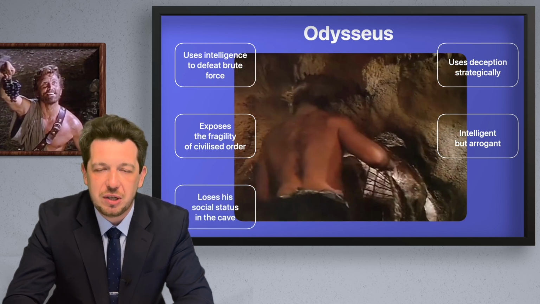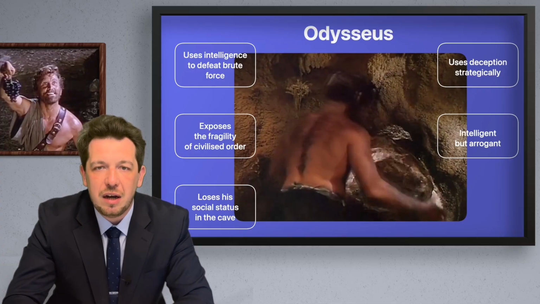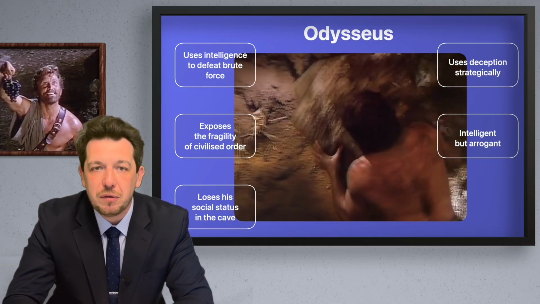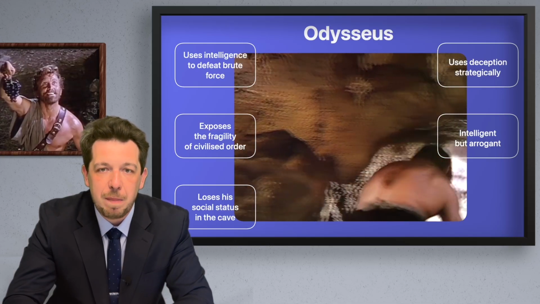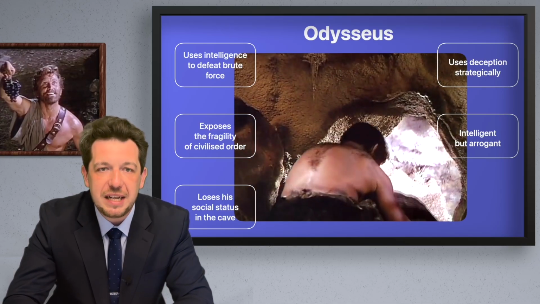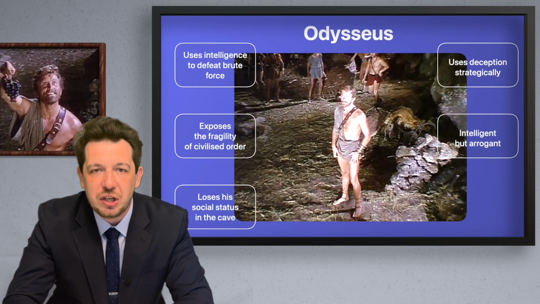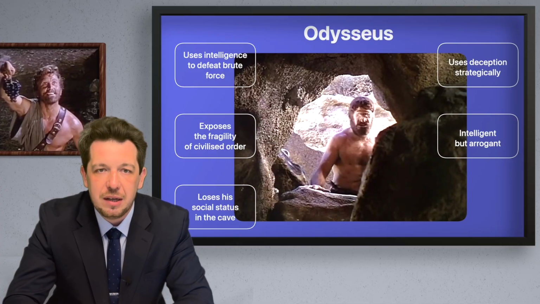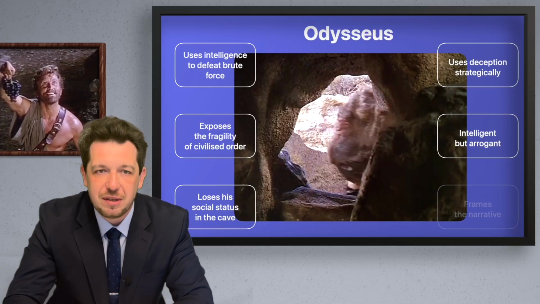Liminal social position. Inside the cave, Odysseus is no longer king, hero, or commander. He is vulnerable and dependent on his wit. He occupies a liminal space, outside civilization, outside law, and seemingly outside divine protection. He survives because he adapts.